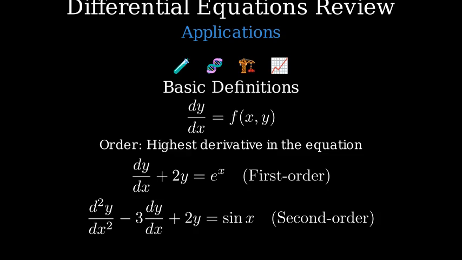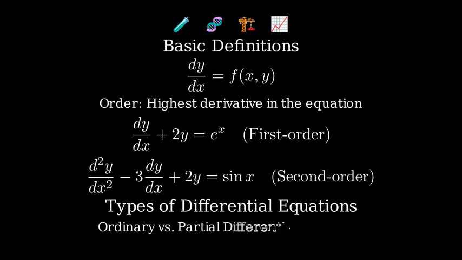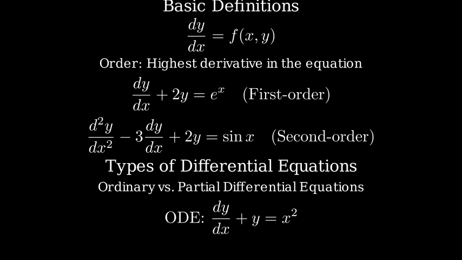Now, let's talk about the different types of differential equations. One way to classify differential equations is by whether they're ordinary or partial. An ordinary differential equation, or ODE, involves derivatives with respect to just one independent variable, like x. A partial differential equation, or PDE, involves partial derivatives with respect to multiple independent variables.